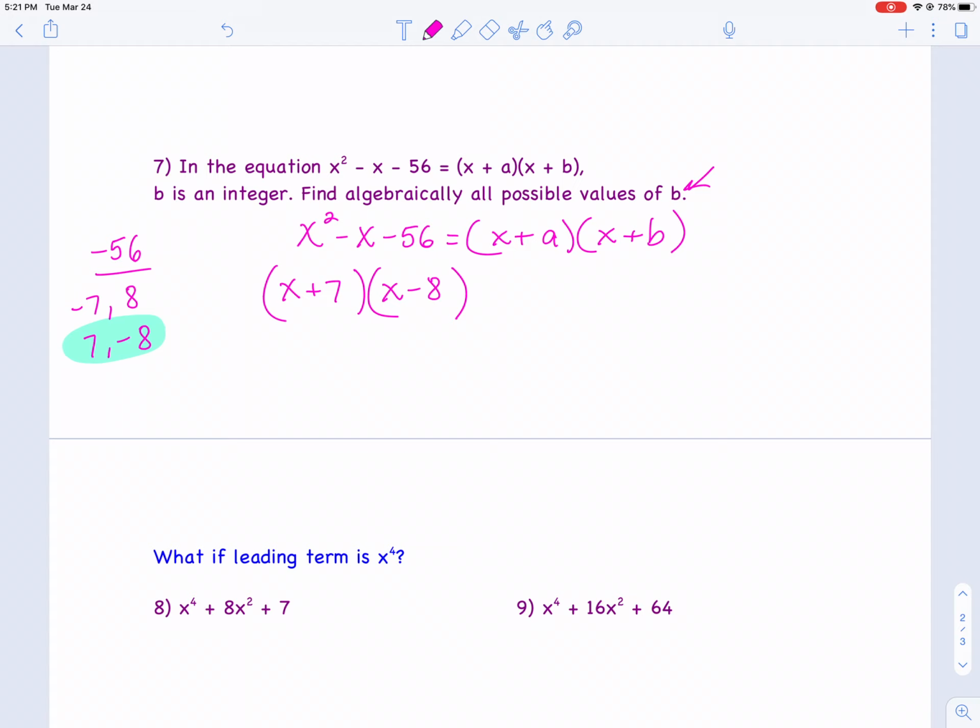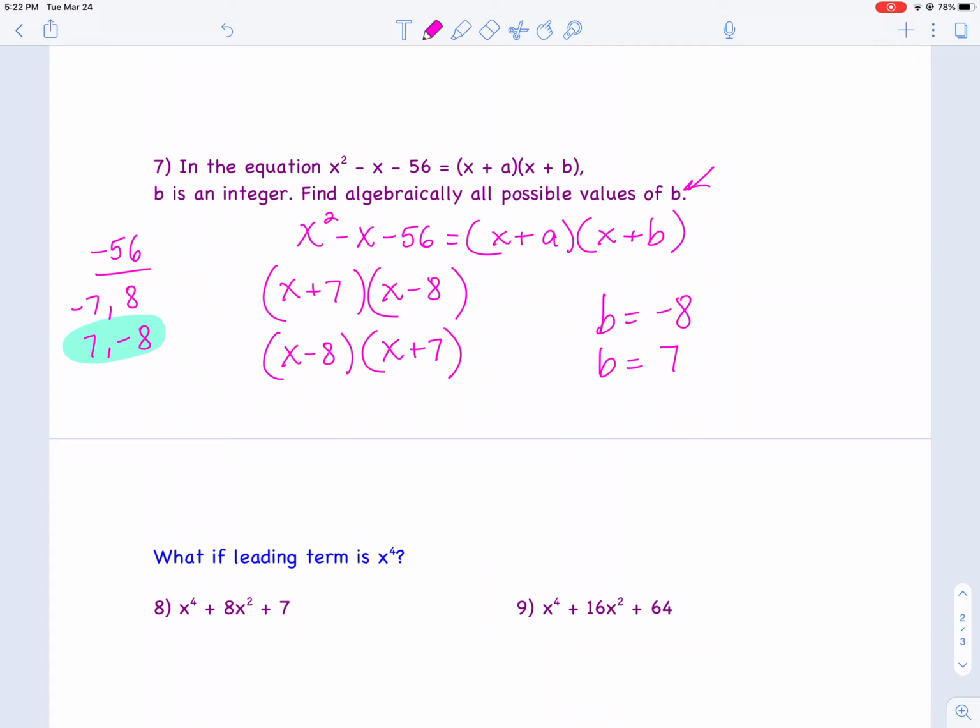This was a Regents question, and a lot of kids got it wrong because they were like, oh, the value of b could be negative 8, which I agree. But what else could b also be? It really could also be 7, because wouldn't a student be correct if they wrote x minus 8 first and x plus 7 second? The order never matters.